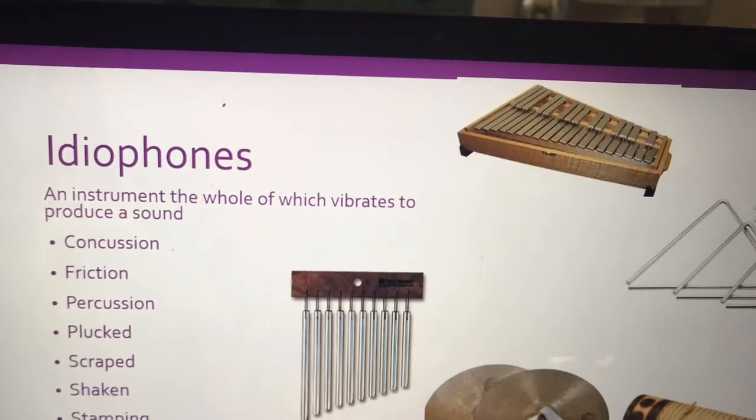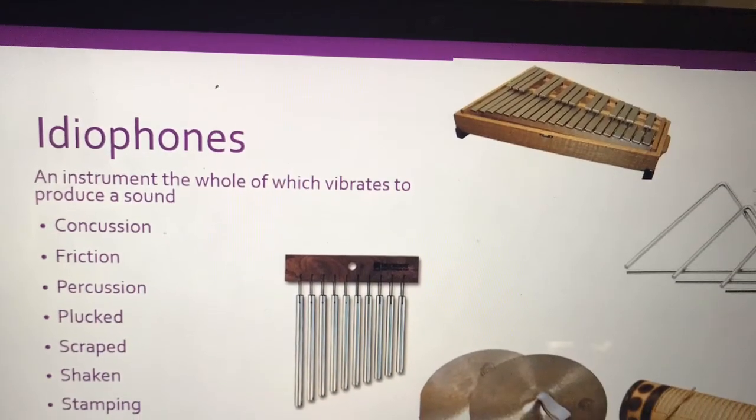Membranophone, an instrument where you have a stretched membrane and it vibrates. Think about a kettle drum. Idiophones. The instrument vibrates as a whole to produce sound. Think about a triangle.